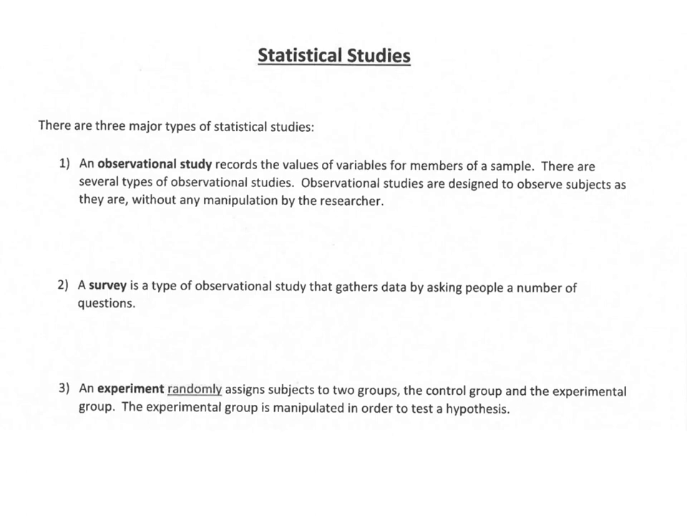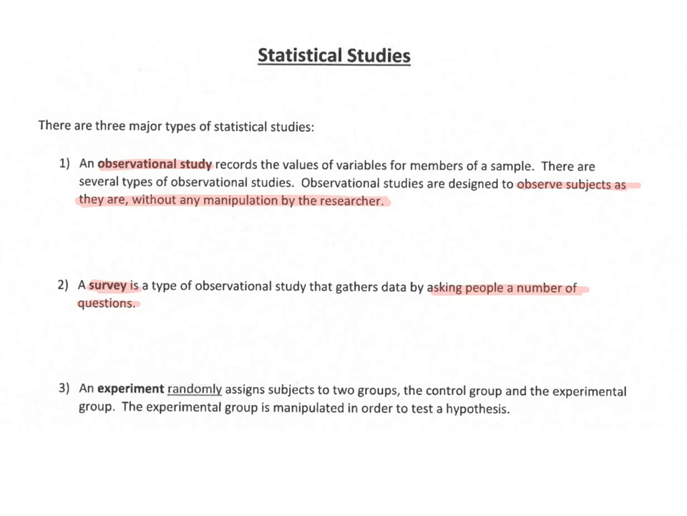Okay, now I just want you to outline, underline or highlight a couple key points. So an observational study, the main point here is that the subjects are just being observed as they are. The researcher is not manipulating the environment in any way. They're just basically observing what's happening. A survey, which is a type of observational study because nothing's being manipulated, is asking people a number of questions. And I'm sure everyone's participated in a survey of some form.